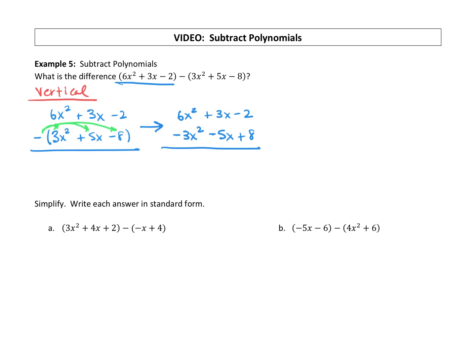combine our like terms. 6x squared minus 3x squared is 3x squared. 3x minus 5x is negative 2x. And then negative 2 plus 8 is a positive 6. So that's how the vertical method works. Let me show you the horizontal method.